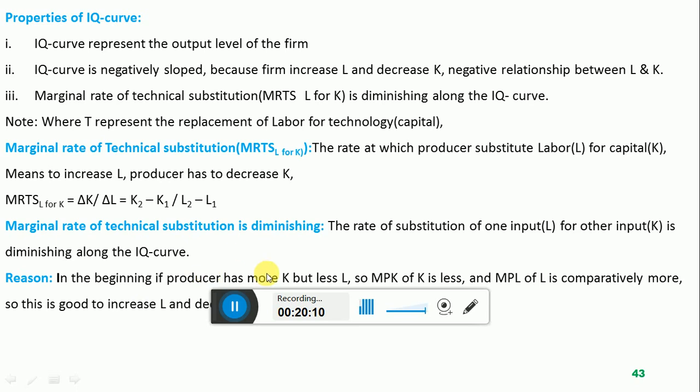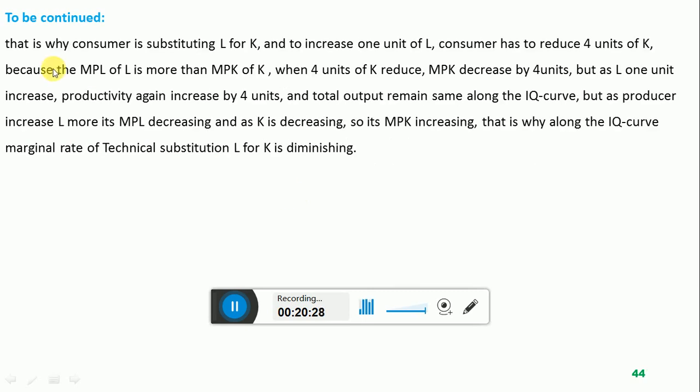In the beginning, if producer has more capital but less labor, so MPK, marginal productivity of capital, meaning output of the capital, is less and output of the labor is comparatively more. Labor is more productive than capital, so it is good to increase the labor and reduce the machine. That is why producer is substituting labor for capital. And to increase 1 unit of labor, producer has to reduce 4 units of capital, because the MPL is more than the MPK, meaning productivity of the labor is more than the productivity of the capital, which is 1/4.